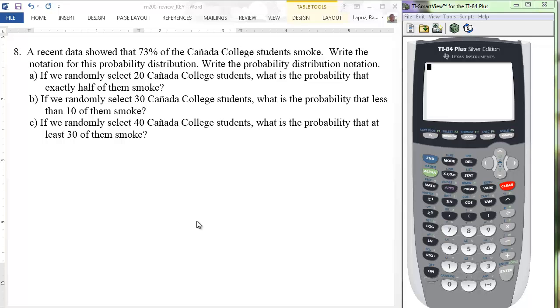This is the last problem from our review. It says recent data show that 73% of Kenyatta College students smoke. Write the notation for this probability distribution. Write the probability distribution notation. I guess that's repeating the same thing.